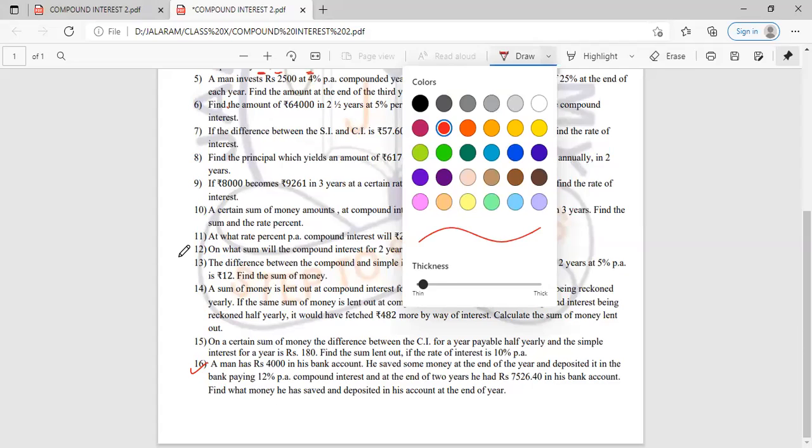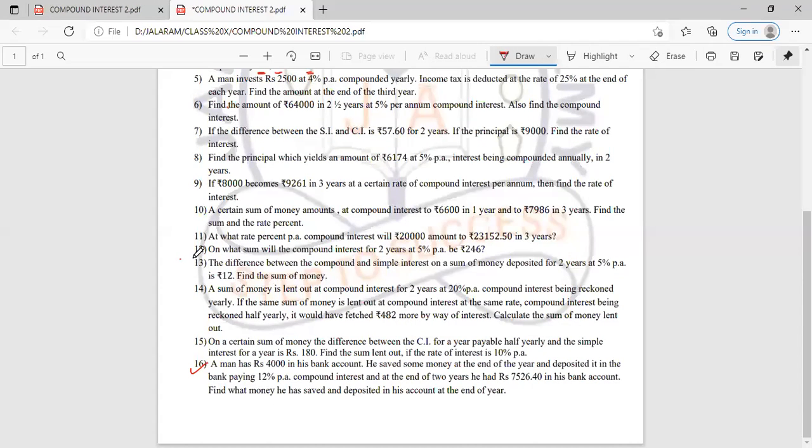Like question number 12. On what sum will the compound interest for 2 years, time is given, 5% per annum rate of interest is given, be rupees 246? Means compound interest is rupees 246, and we have to find that sum. That sum means we have to find the principal only. So how to find the principal when compound interest is given rupees 246, time is given 2 years, and rate of interest is 5%.